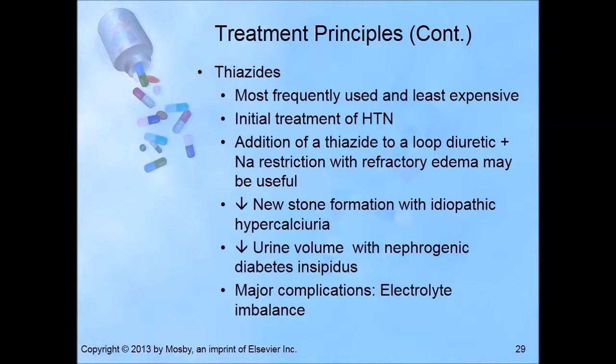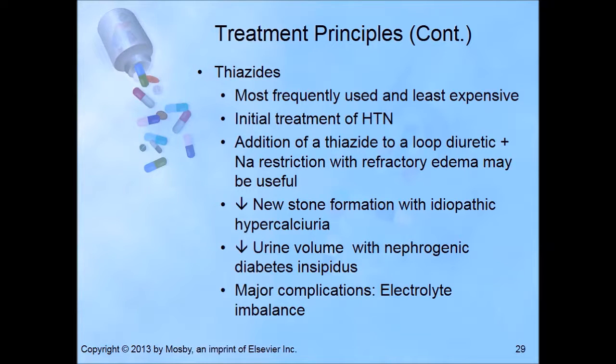Thiazides are also useful in reducing the frequency of new stone formation in patients with idiopathic hypercalciuria, because of their ability to decrease renal calcium excretion. This reduced calcium excretion results in a positive calcium balance that may reduce the number of fractures in older people. The same is not true of loop diuretics because these drugs produce a negative calcium balance and have been shown to increase the risk of hip fractures associated with osteoporosis.